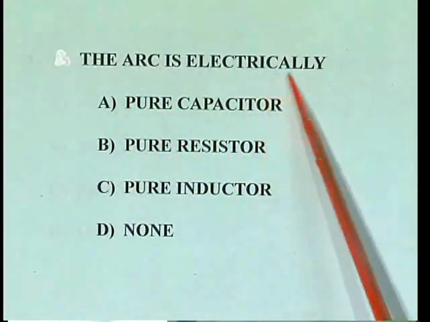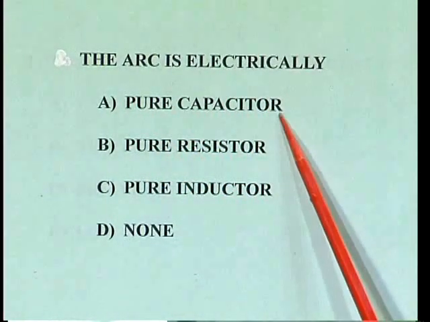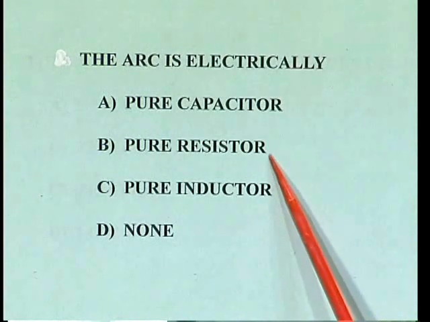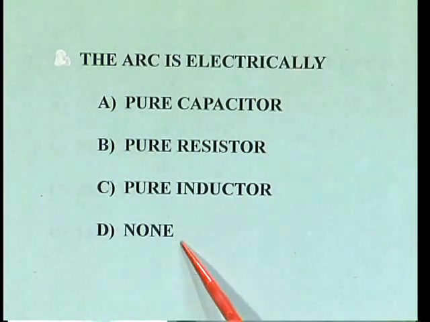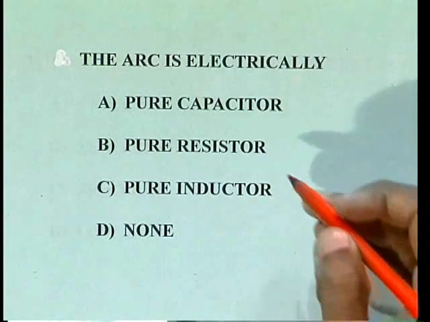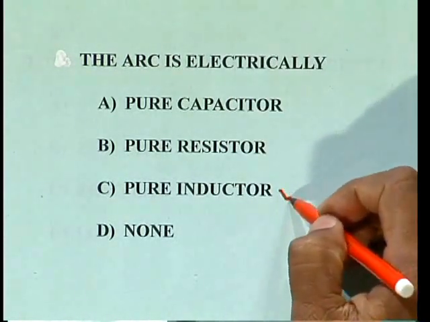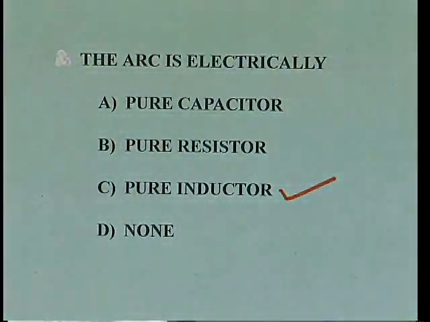The arc is electrically a pure capacitor, pure resistor, pure inductor, or none. So what is the correct answer? The correct answer is pure inductor. Now again another question is like this.